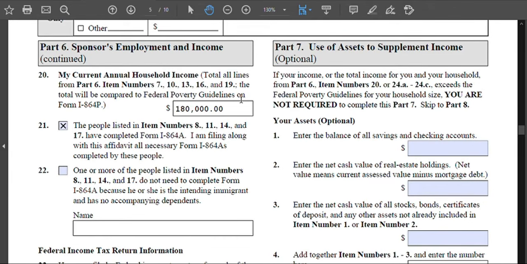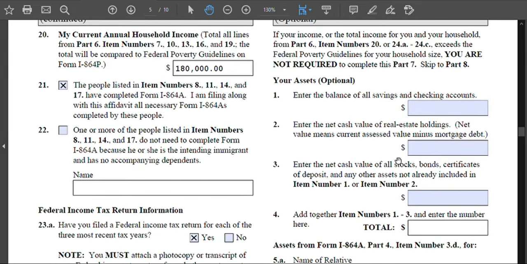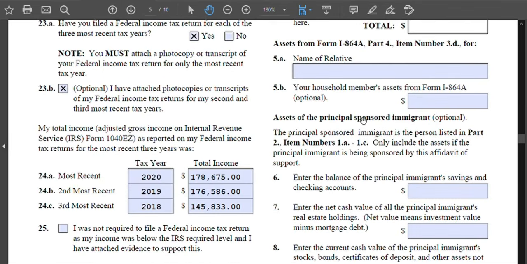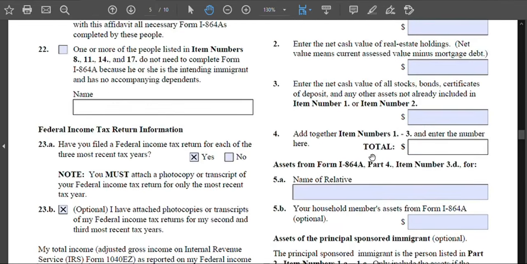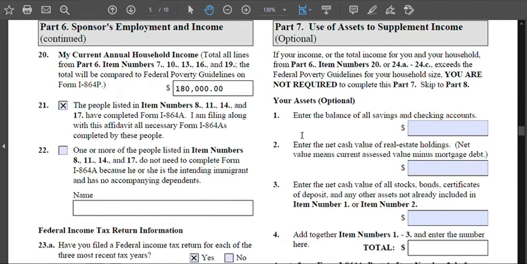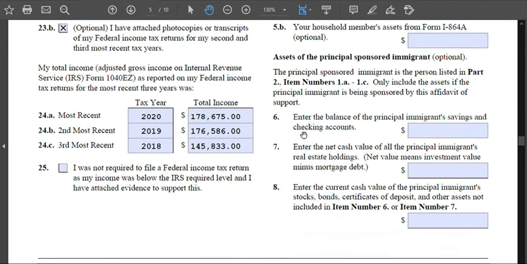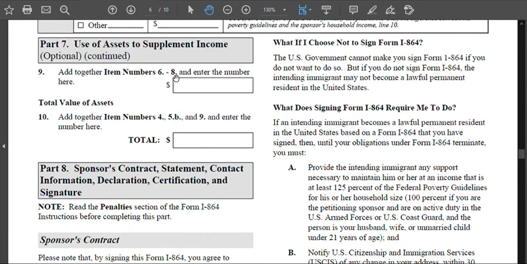However, in our case, the current annual household income for the joint sponsor is way more than enough to support the incoming immigrants. And in this case, we are not going to disclose any information about these assets. The assets of the principal sponsored immigrant also don't need to be included, especially if the income amount meets the requirement. So moving on, in part 7, questions 9 and 10, if you have not indicated any assets, obviously these will be left blank.